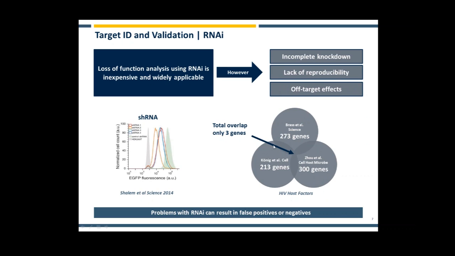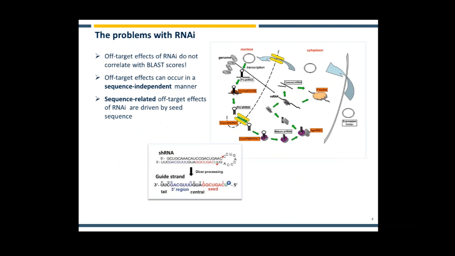Here we can see 3 screens looking for HIV host factors with an overlap of just 3 genes between all 3 studies. Hence, there's a very real risk of false positives or negatives that are inherent to this technology. One of the most widely accepted caveats to using RNAi is that there can be significant off-target effects.